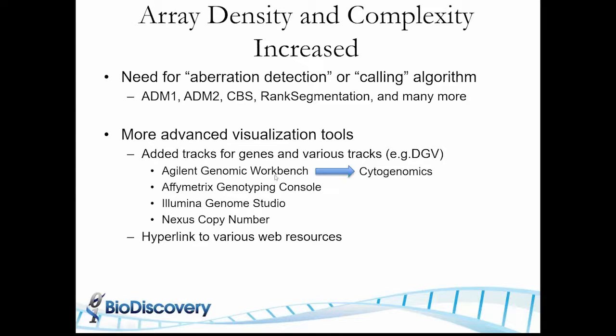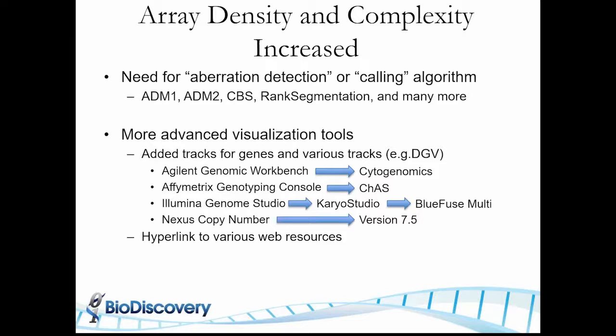Now, the vendors' software have evolved or changed. So CytoGenomics is the new software that essentially replaced the Workbench. Affymetrix came up with the ChAS software. Illumina went through KaryoStudio, and now with the BlueFuse Multi. Nexus Copy Number, in fact, hasn't changed for the past 9 years or so, and it just has evolved and has become more and more feature rich. So version 7.5 was released earlier, and now we're releasing 8.0 with NGS capabilities as well. So we've been fairly consistent with the Nexus Copy Number software.